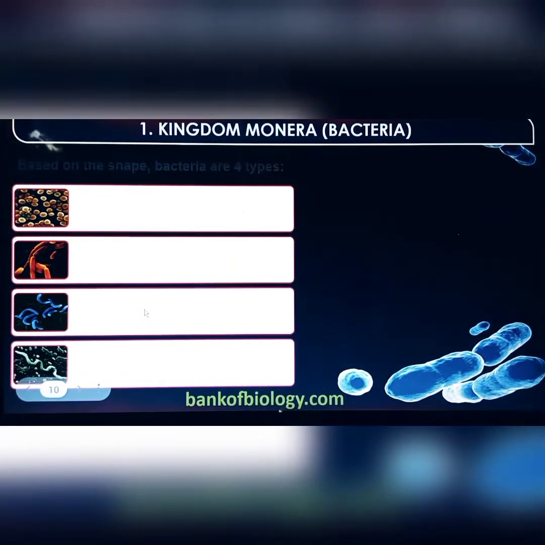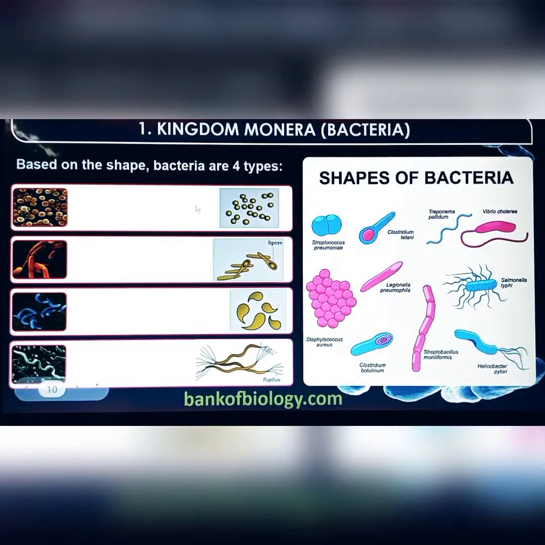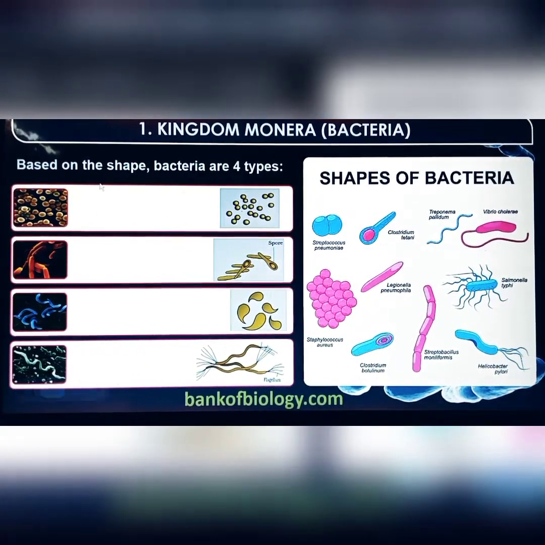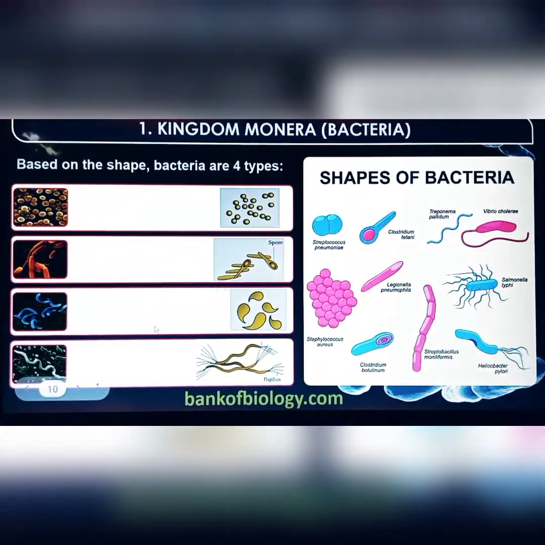On the basis of their shape, bacteria are classified into four types. First one is cocci, which are circular, round in shape. Rod-shaped ones are bacilli. Round and elongated ones are known as Vibrio, the comma-shaped bacteria, and the next one is the spirillum. There are some shapes of bacteria that can be shown here.